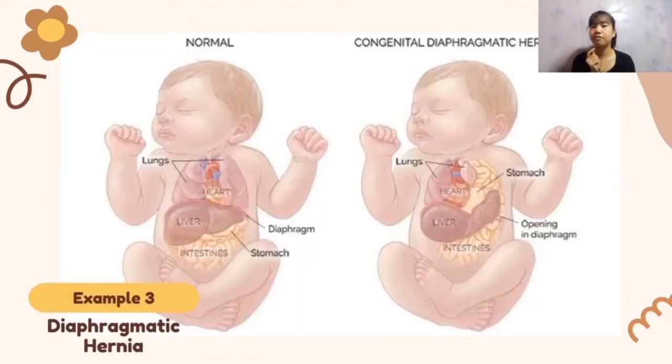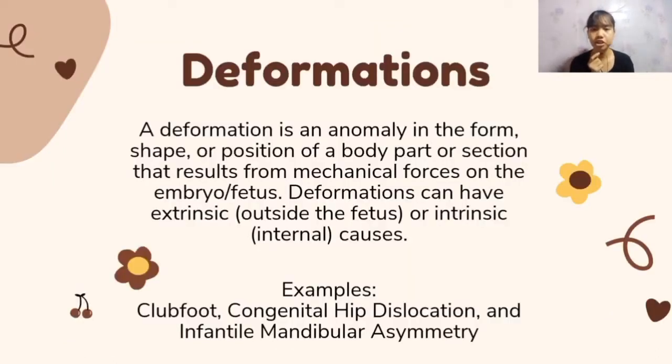Third example is the diaphragmatic hernia. Diaphragmatic hernia is a birth defect where there is a hole in the diaphragm, or the large muscle that separates the chest from the abdomen. Organs in the abdomen such as intestines, stomach, and liver can move through the hole in the diaphragm and upwards into the baby's chest. When an organ pushes through the hole, it is called a hernia. A diaphragmatic hernia can prevent the baby's lungs from developing completely, causing breathing difficulties for the baby at birth. And now let us proceed to deformations.